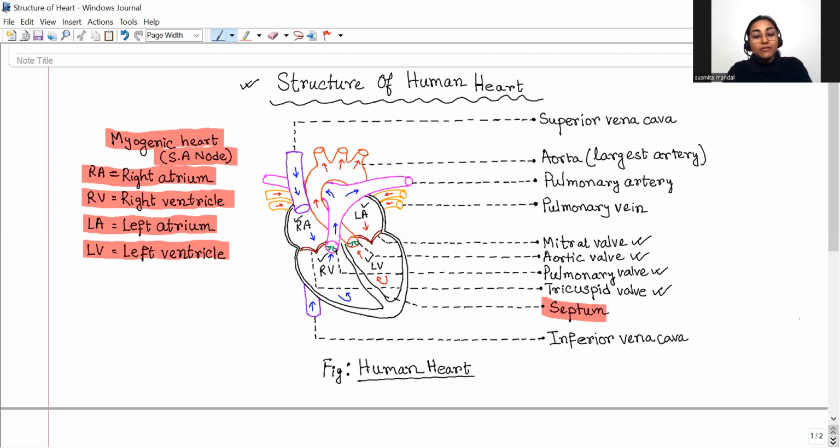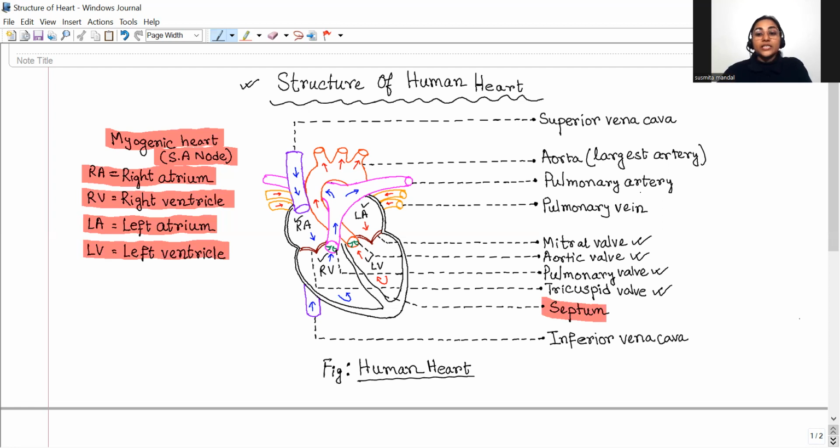The term pulmonary is related to the lung. So the pulmonary valve is present at the junction between the right ventricle and the pulmonary artery. And the name aortic is related to the aorta. So that's why the aortic valve is present at the junction of the left ventricle and the aorta.